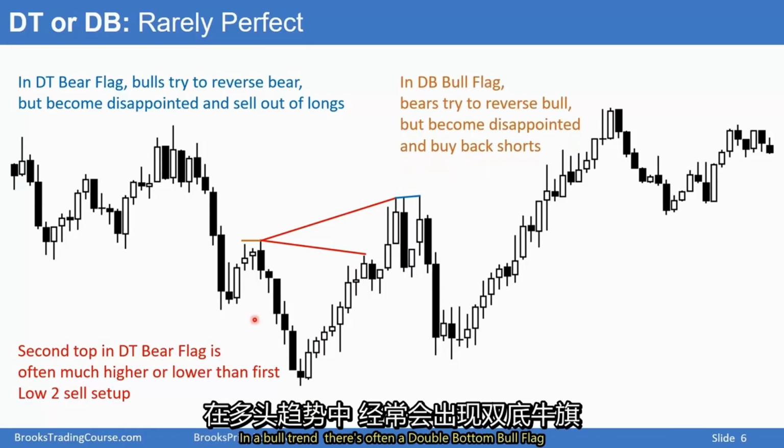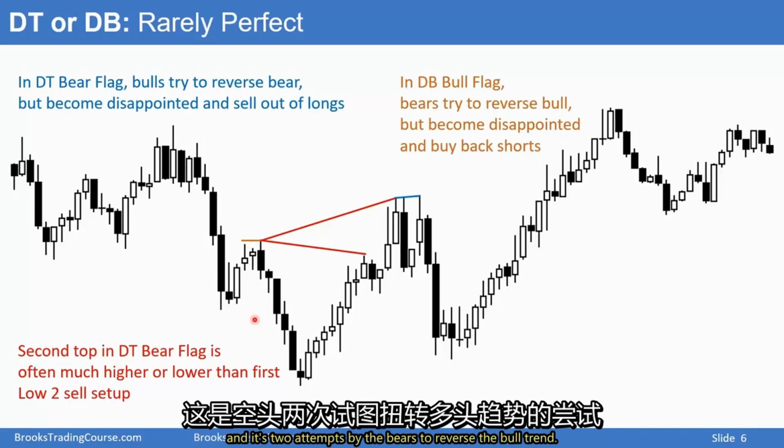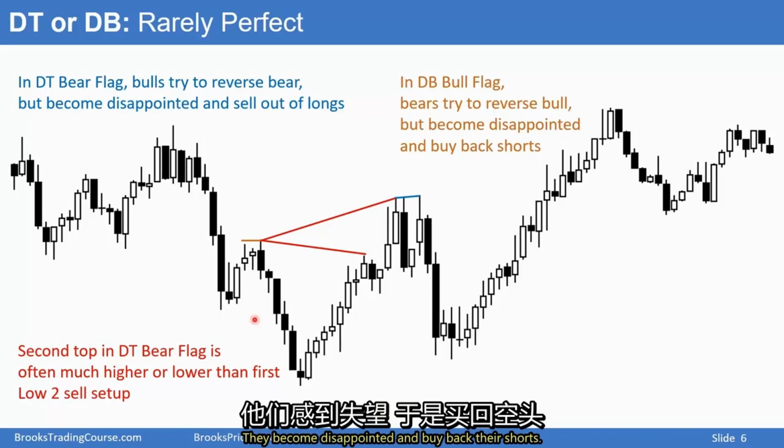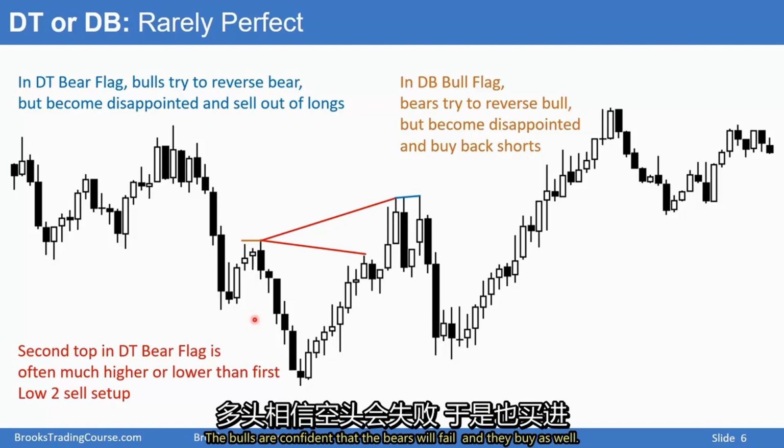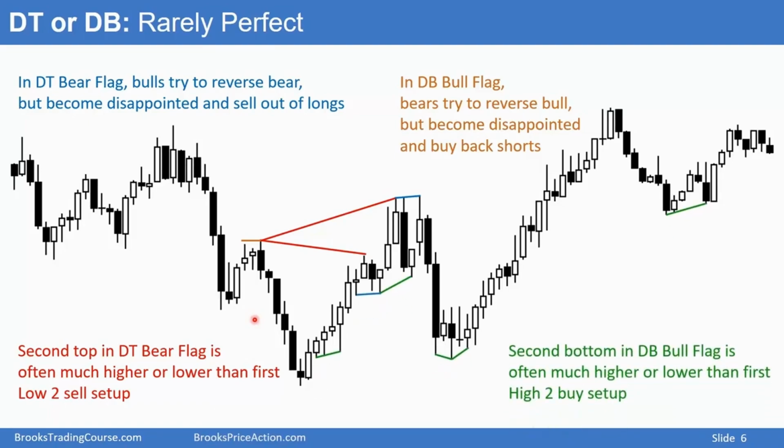In a bull trend, there's often a double bottom bull flag, and it's 2 attempts by the bears to reverse the bull trend. They become disappointed and buy back their shorts. The bulls are confident that the bears will fail, and they buy as well. The bears twice tried to reverse, and they gave up.